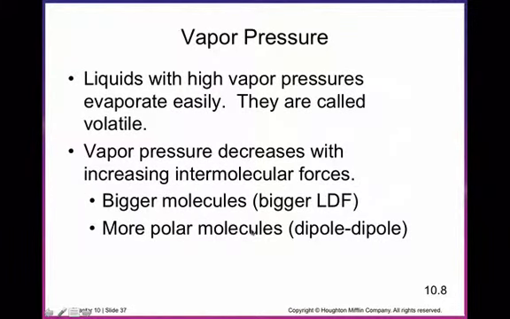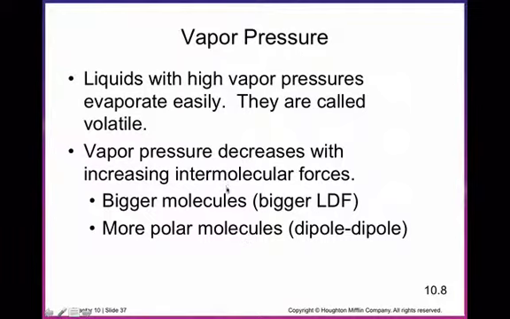Liquids with high vapor pressures evaporate easily. They are called volatile substances. So when you have things that like to go into the gas phase pretty easily and pretty quickly, those are your volatile substances. Vapor pressure decreases with increasing intermolecular forces.